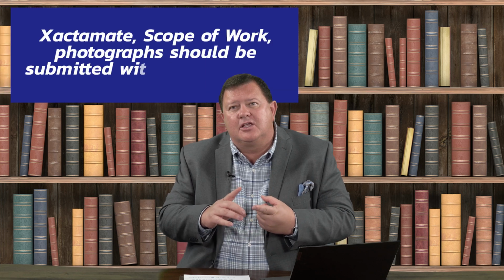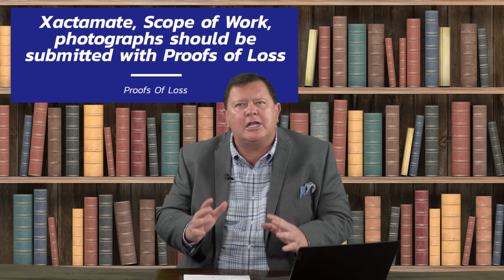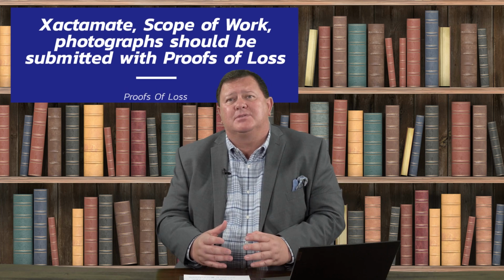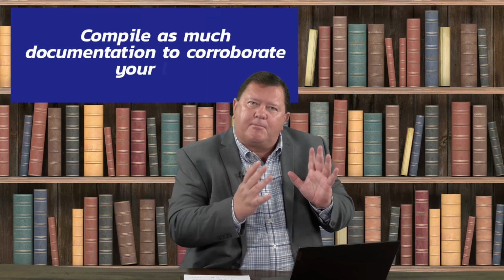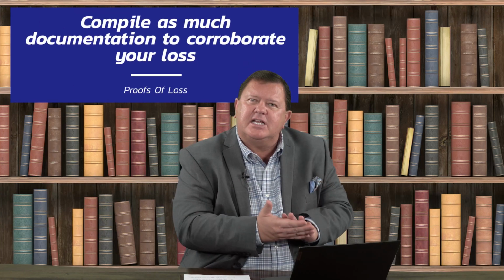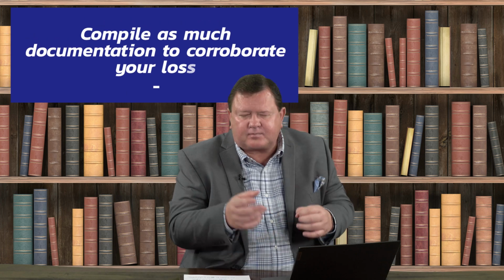Now, once you've got all the information, the data, you should submit with the proof of loss your Xactimate, your scope of work, the scope of the damages, any and all photographs. If you have bid items, you need to submit those bid items with that proof of loss. Why? Because it's proof of the loss, right? So compile all that information and send it in to the carrier. It's very, very important. Now, when should you send in a proof of loss?